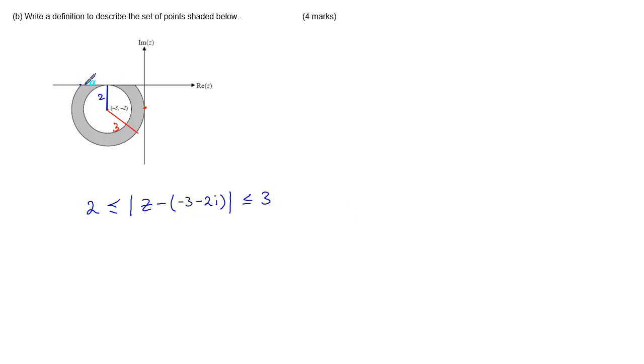But also note this cutoff here. So we don't have anything above the axis. In other words, no positive values for the imaginary part. So we can say that the imaginary part of z has to be less than or equal to 0.